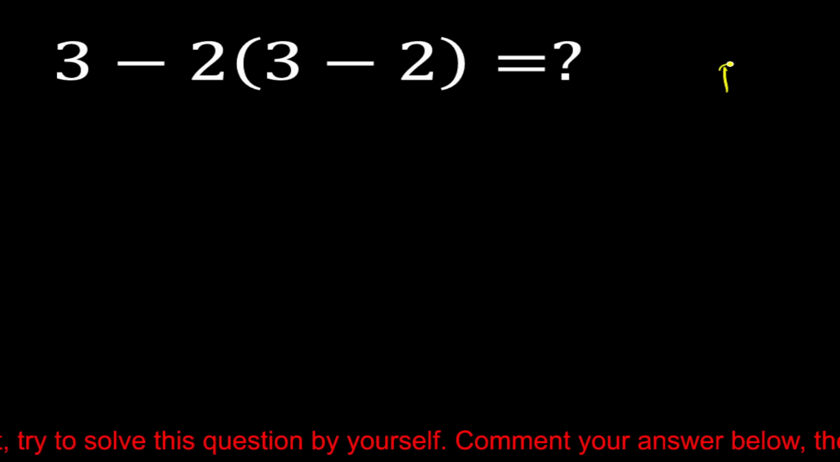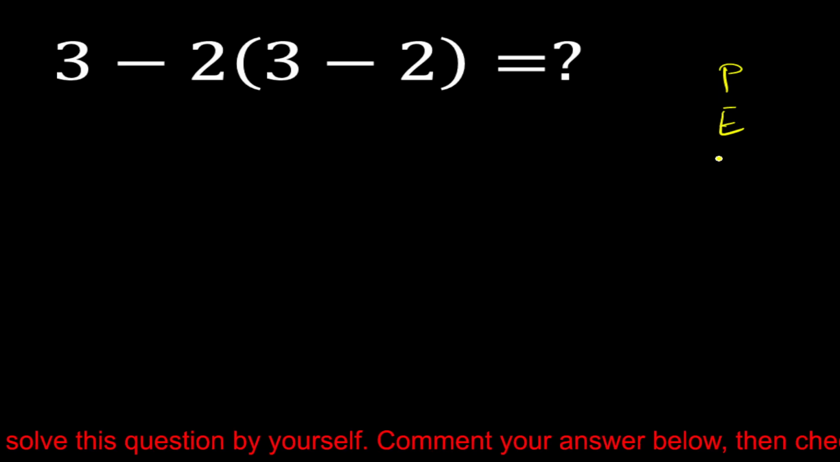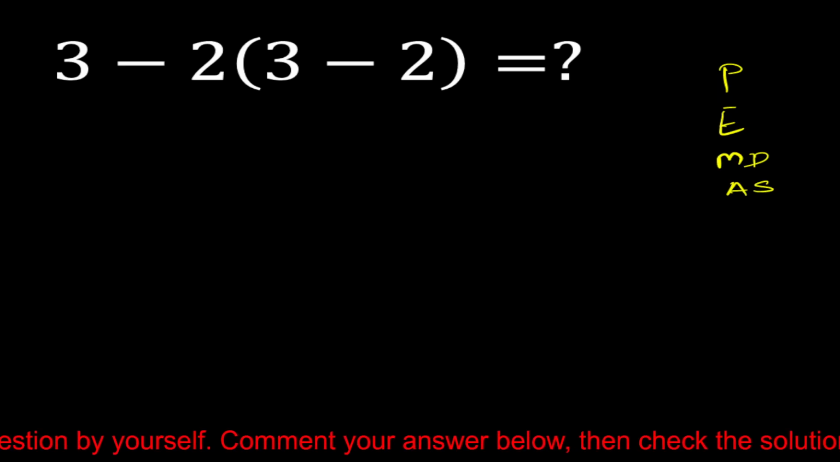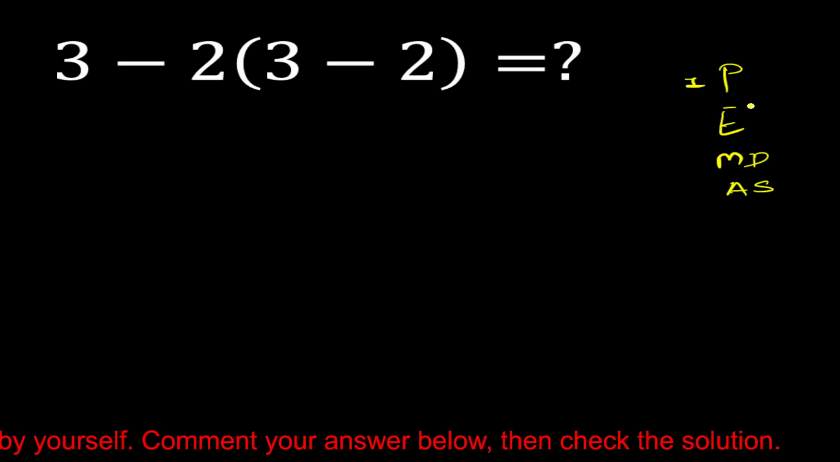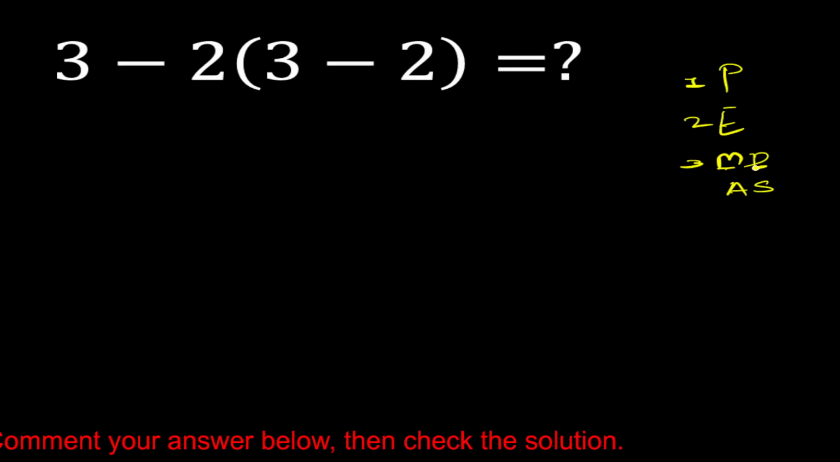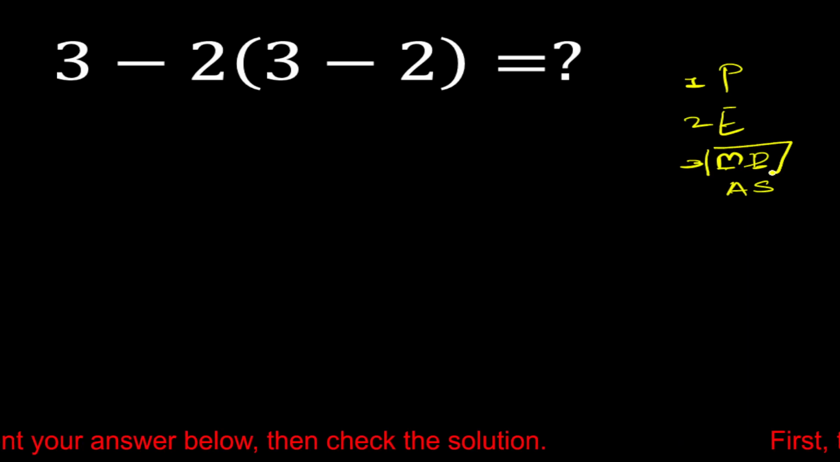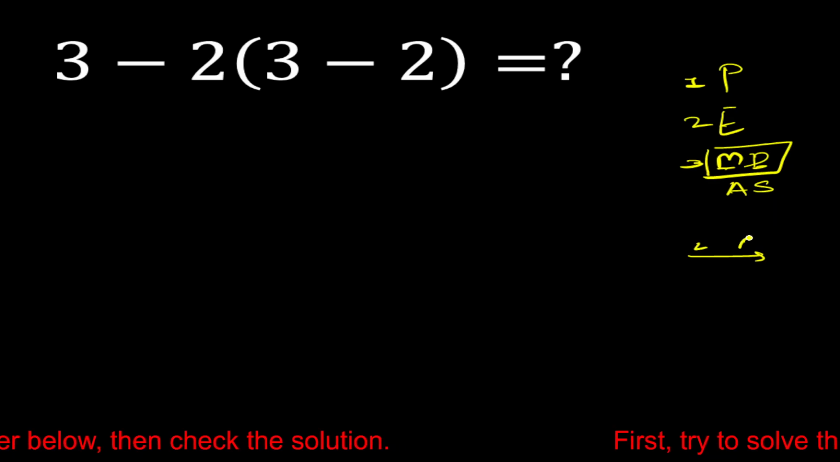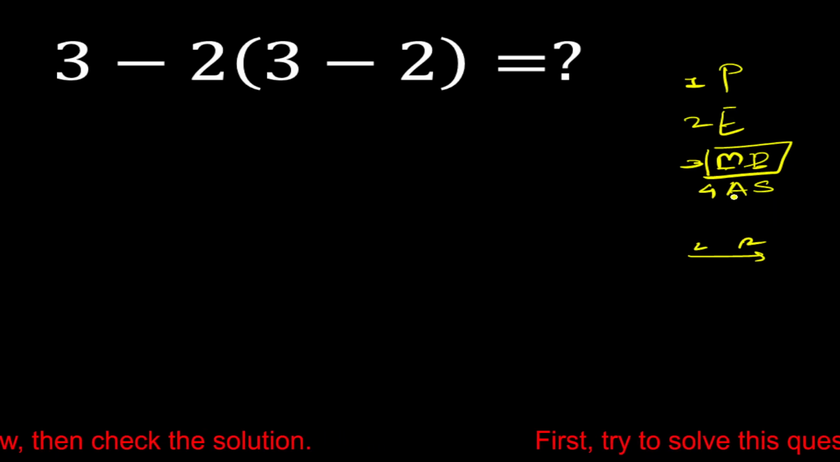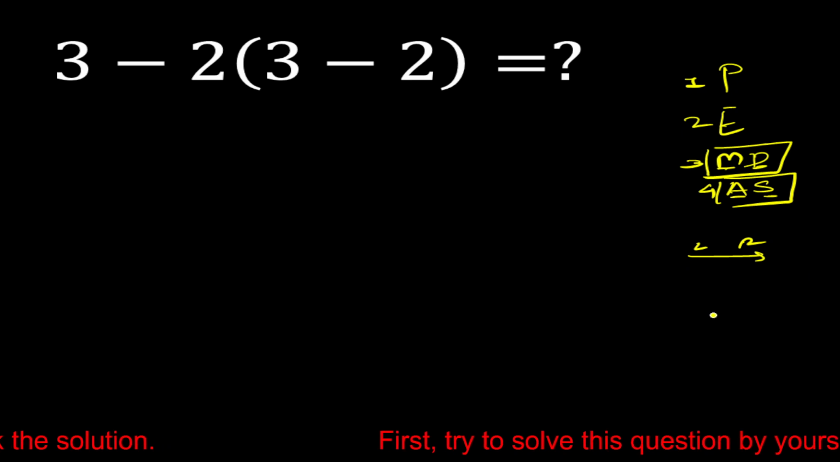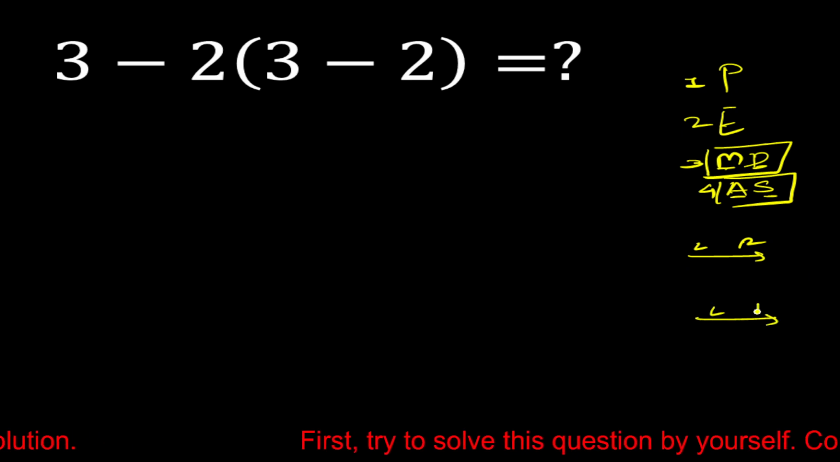PEMDAS: P, E, M, D, A, S. According to PEMDAS, first priority is parenthesis, second priority is exponents, third priority is multiplication and division. Here multiplication and division both have equal priority, so we have to solve it from left to right. Fourth and last priority is addition and subtraction. Also addition and subtraction both have equal priority, so we have to solve it from left to right.